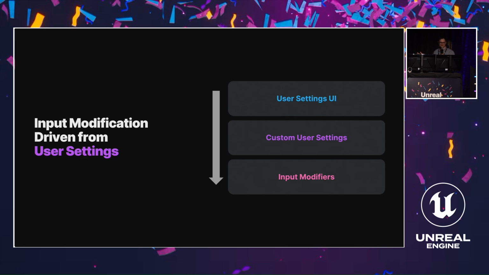And then comes the fun part. You want to read these user settings in your input modifiers. These modifiers are what actually tweak the raw input values based on what that player has chosen. That should dynamically adjust things like sensitivity or inversion on the fly according to their stored preferences.